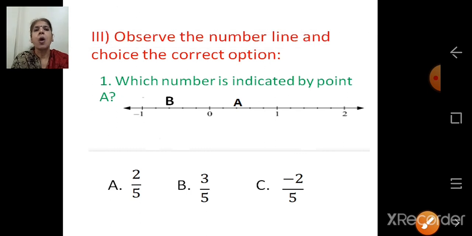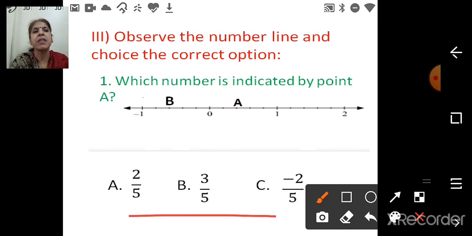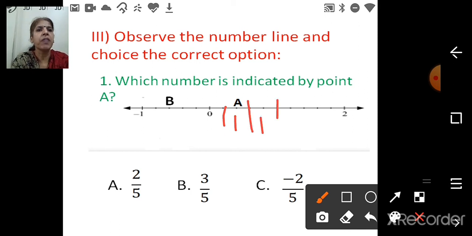Next one is, observe the number line and choose the correct option. Which number is indicated by point A? So here the number line is given. Options are 2 upon 5, 3 upon 5, negative 2 upon 5. How are you going to find out which number is indicated? First of all, we have to see the unit distance is divided into how many parts. It is 5 parts, because all the options have 5 parts, and you can check also. After O, the origin, 1, 2, 3, 4, 5. So 5 equal parts are there.